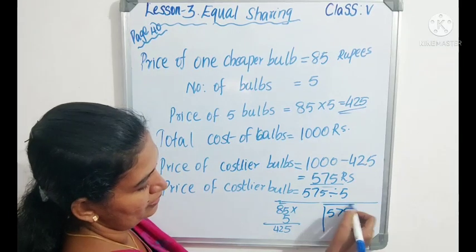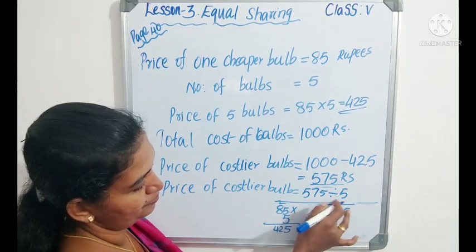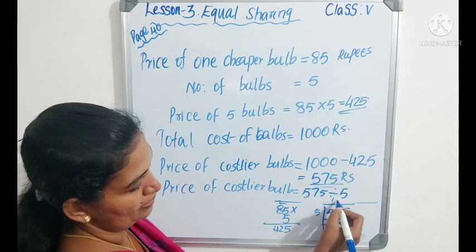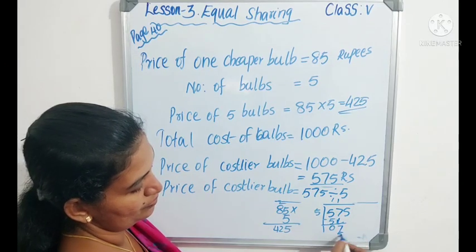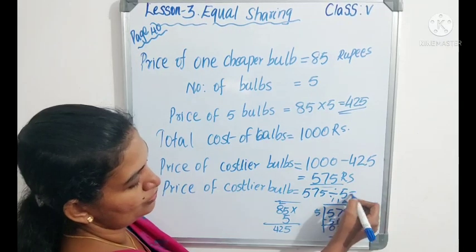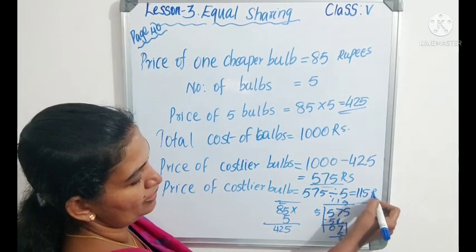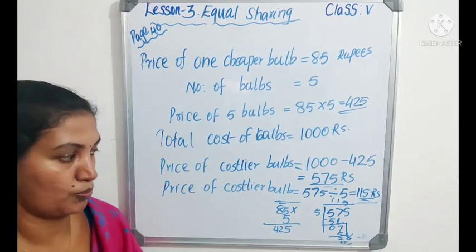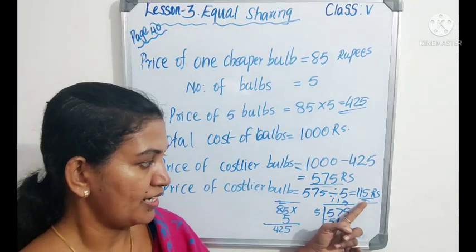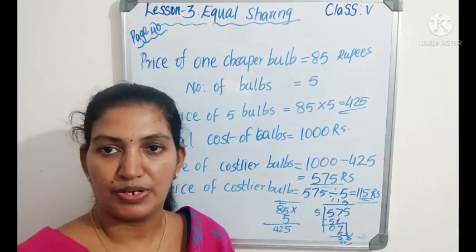575 divided by 5. One time, subtract 0. Next digit, again one time, subtract 2. Again next digit 5, 5 5s are 25, 0. So the cost here we got 125, so 150 rupees. So the cost of one costlier bulb is equal to 150 rupees. Okay, all of you understood.